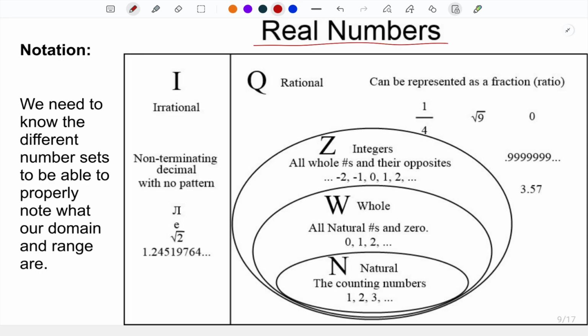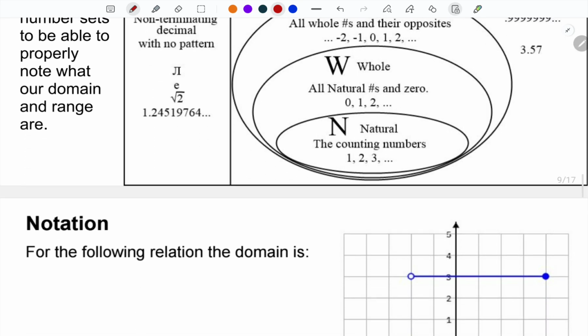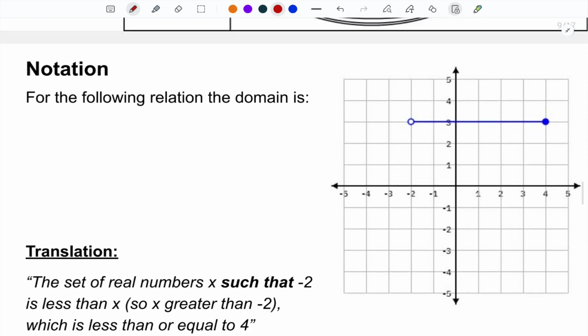These are just specific subsets of that. So the natural numbers are just your counting numbers, 1, 2, 3, 4. Integers include the negatives and 0. What we're typically going to make use of is real numbers, but there are situations where you could make use of the other ones. But yeah, let's get into the notation.